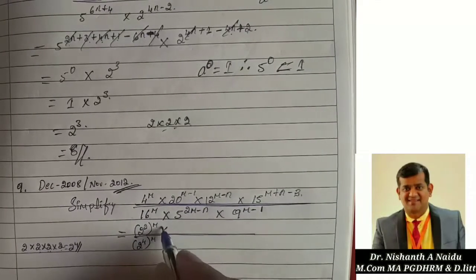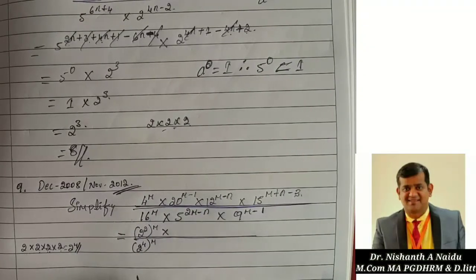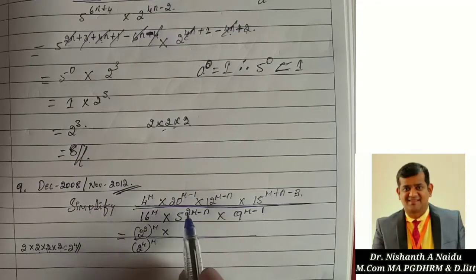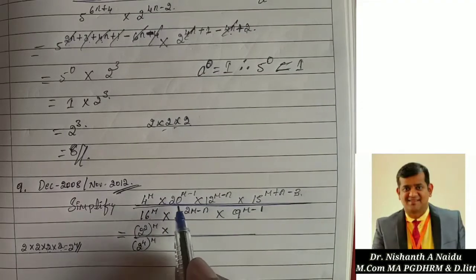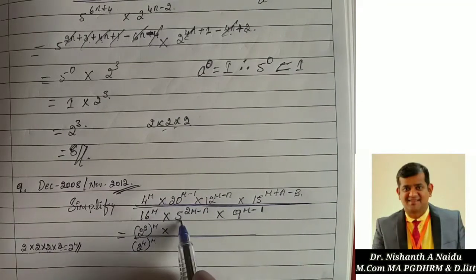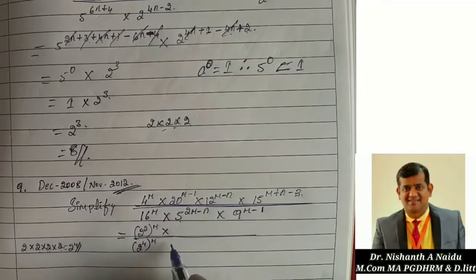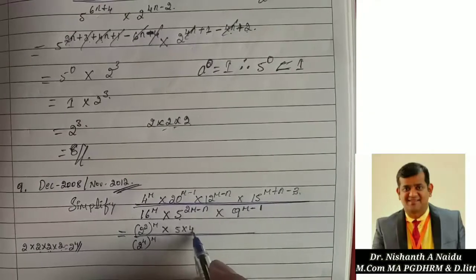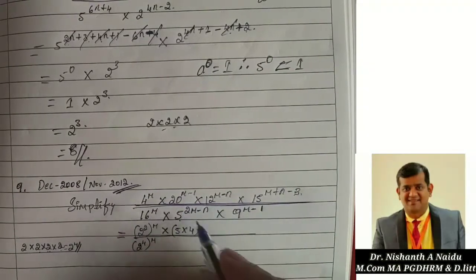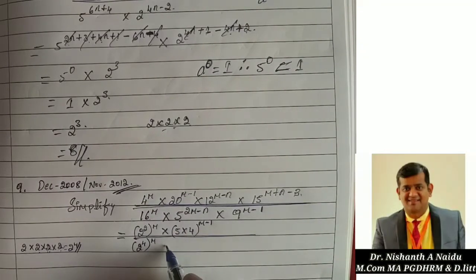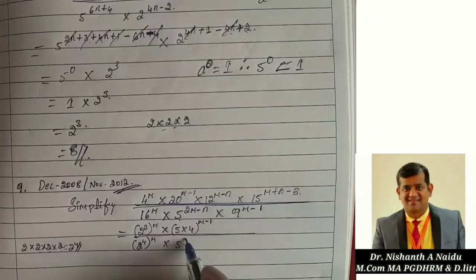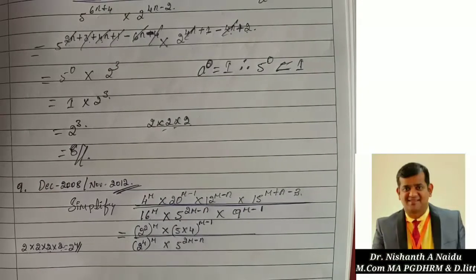Into 20 is there. So 20 I cannot convert directly. If I want to use 5, how many times do I have to multiply 5 to get 20? 5 1s are 5, 5 2s are 10, 5 3s are 15, 5 4s are 20. So 5 into 4, m minus 1. And 5 to the power 2m minus n I am copying as it is.